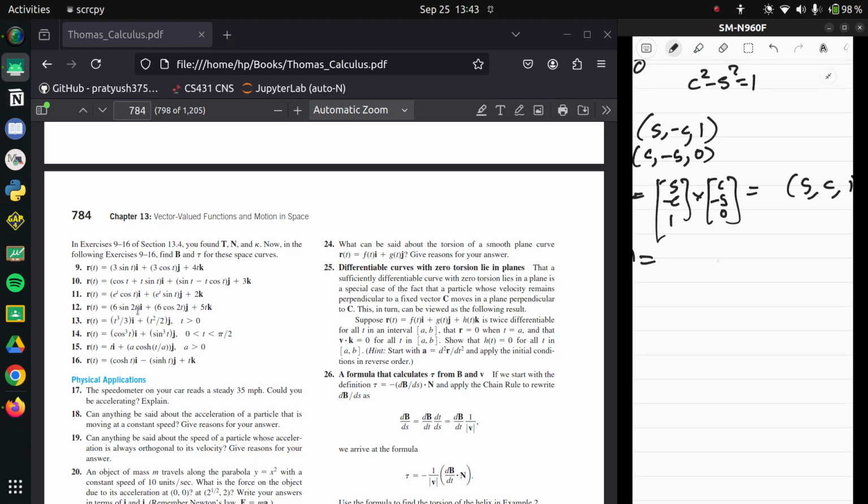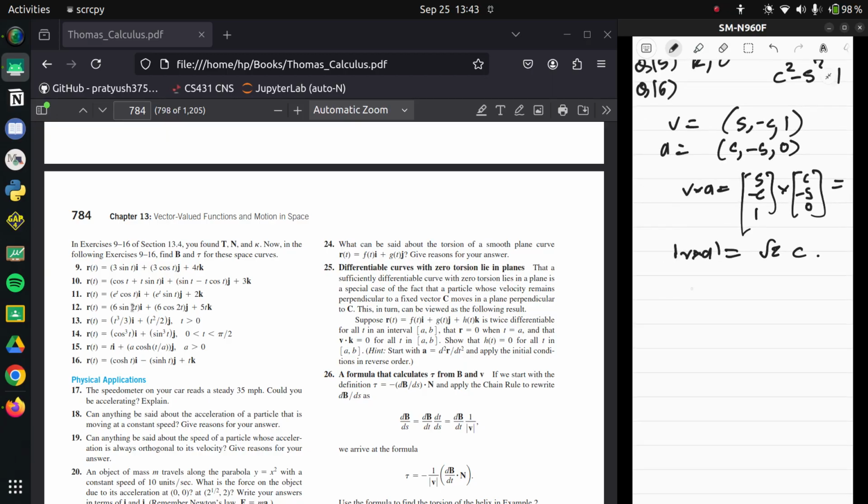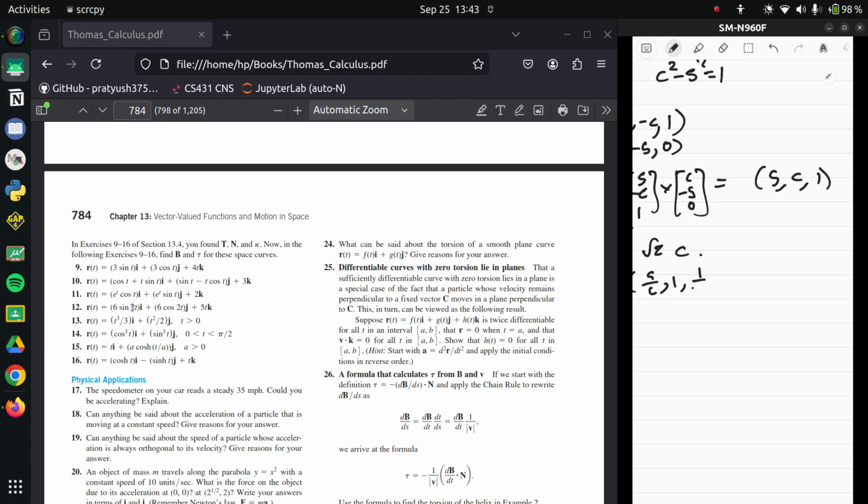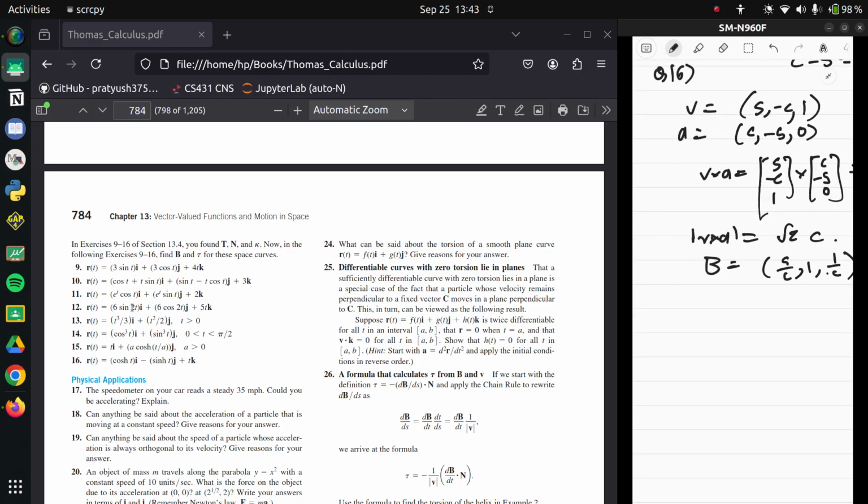It would just be square root of sin x square cosine x square plus 1. So sin x square plus 1 is just cosine x square, so it's like 2 cosine square, so just square root of 2c. Okay. Your binormal vector would just be like what? It would just be tan h, which is s by c, comma 1, comma 1 by cosine or something like that.